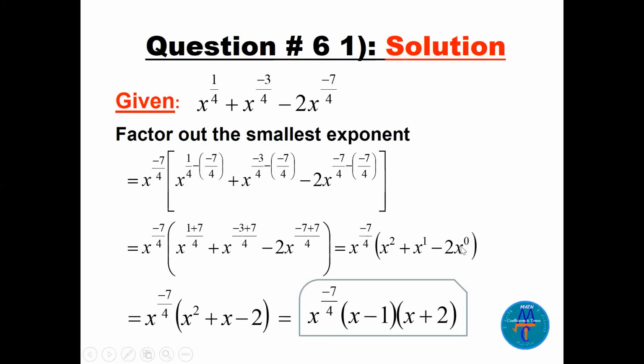Now, x to the power 0 is 1, multiplied by x squared. X to the power 1 is the same as x. Now, remember I told you, if you can factor this, you have to factor it. And this is a trinomial, actually. So easy to factor: x minus 1, x plus 2. And x to the power minus 7 over 4 is part of the answer. You see, this is part of the answer. Now, you can try, please.